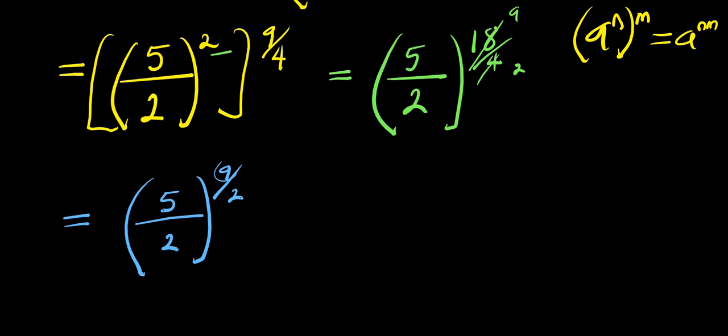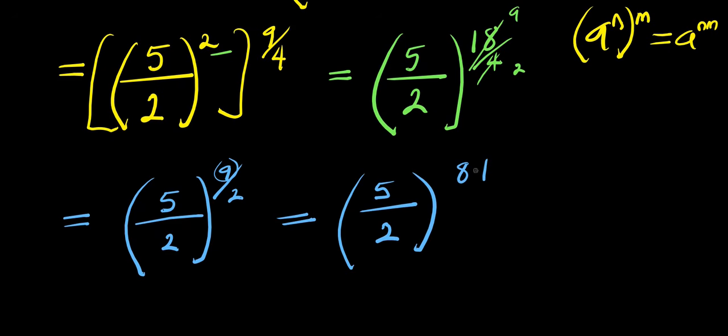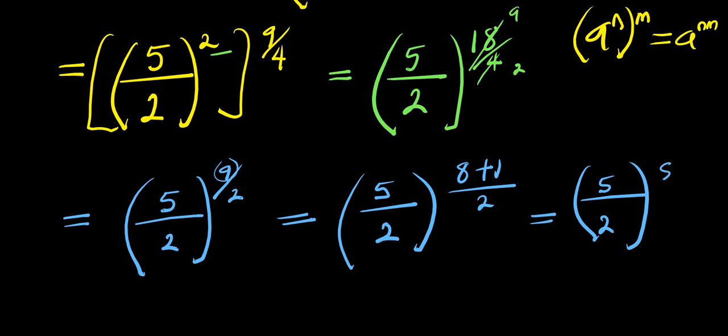Now, 9, we can express as the summation of 8 and 1. So we can have this as 5 over 2 raised to the power of 8 plus 1 divided by 2. So from here, we can also express this as 5 over 2 raised to the power of 8 over 2 plus 1 over 2. We are distributing each of these numerators to the denominator. That's why we are having 8 over 2 plus 1 over 2.